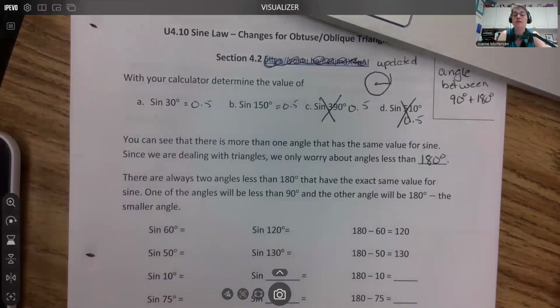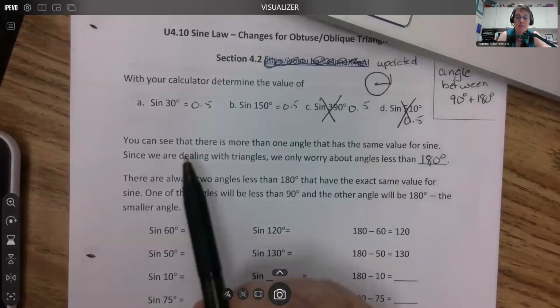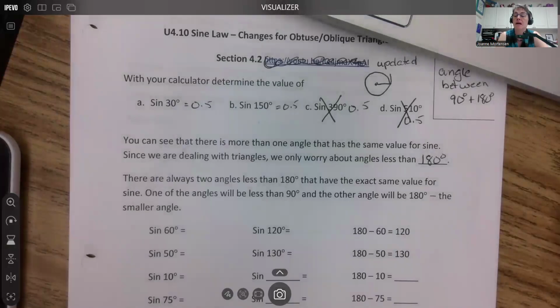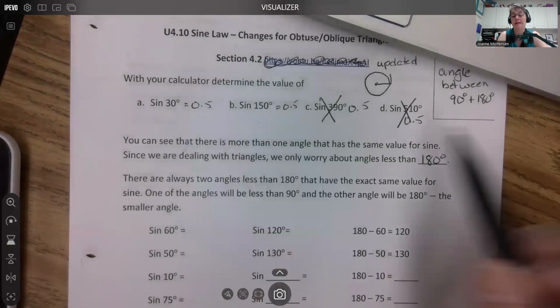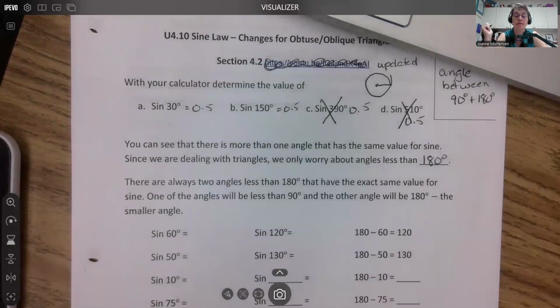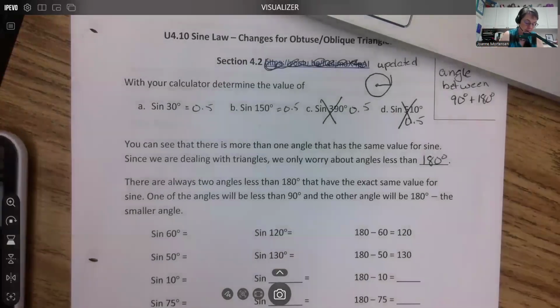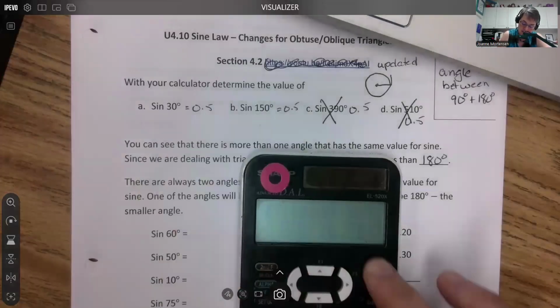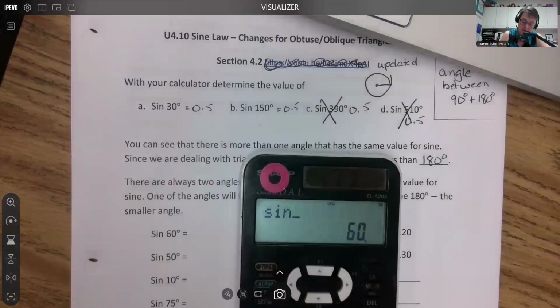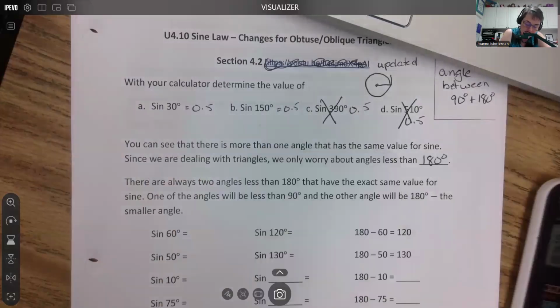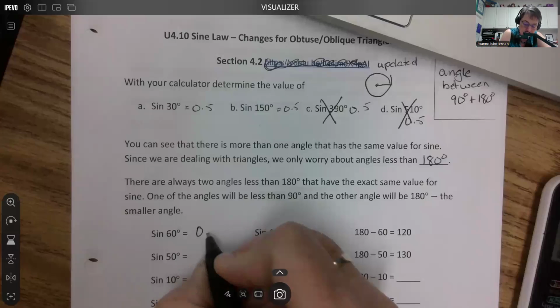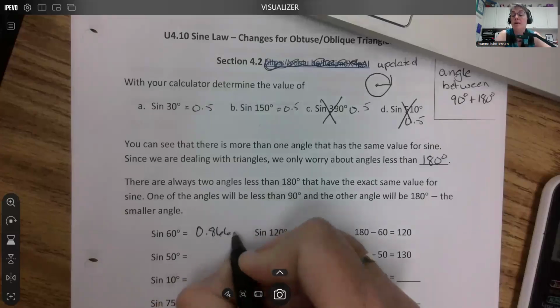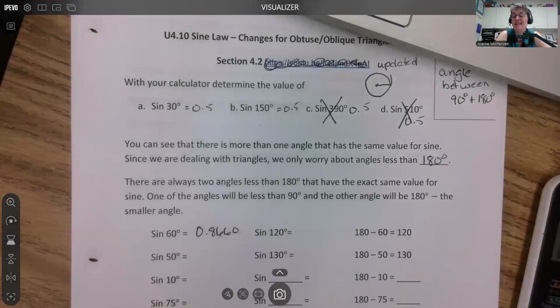So we saw that sine 30 and sine 150 are both 0.5. But notice if you add 30 to 150, you get 180. This will become important. All right, sine 60. 0.8660. Remember from old school, when you actually have to write out the value of a trig function, go 4 decimals.